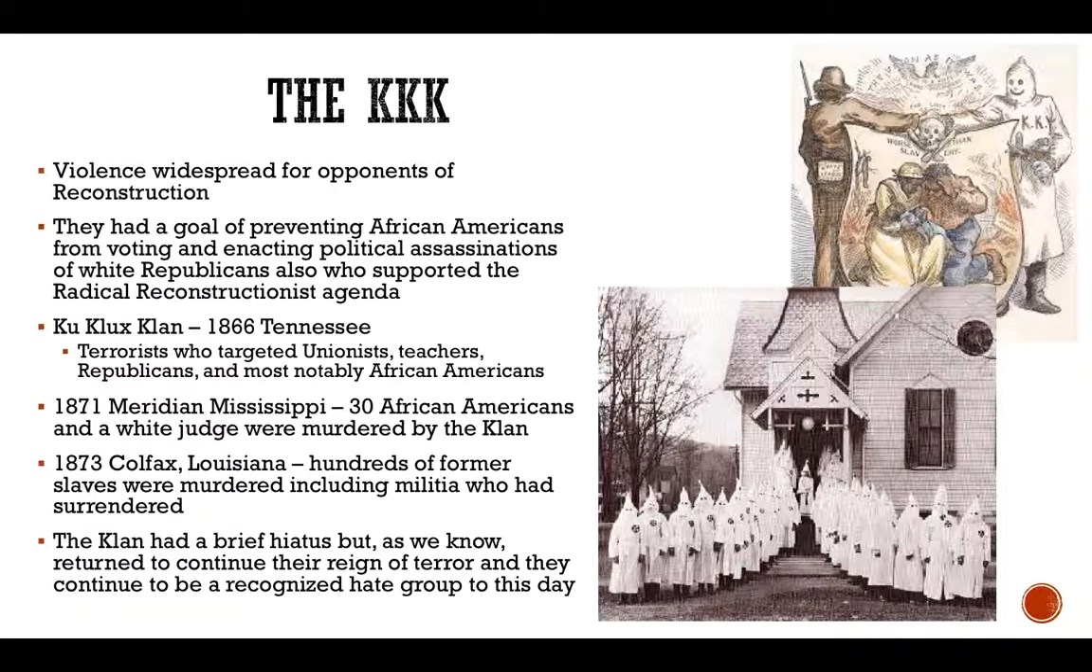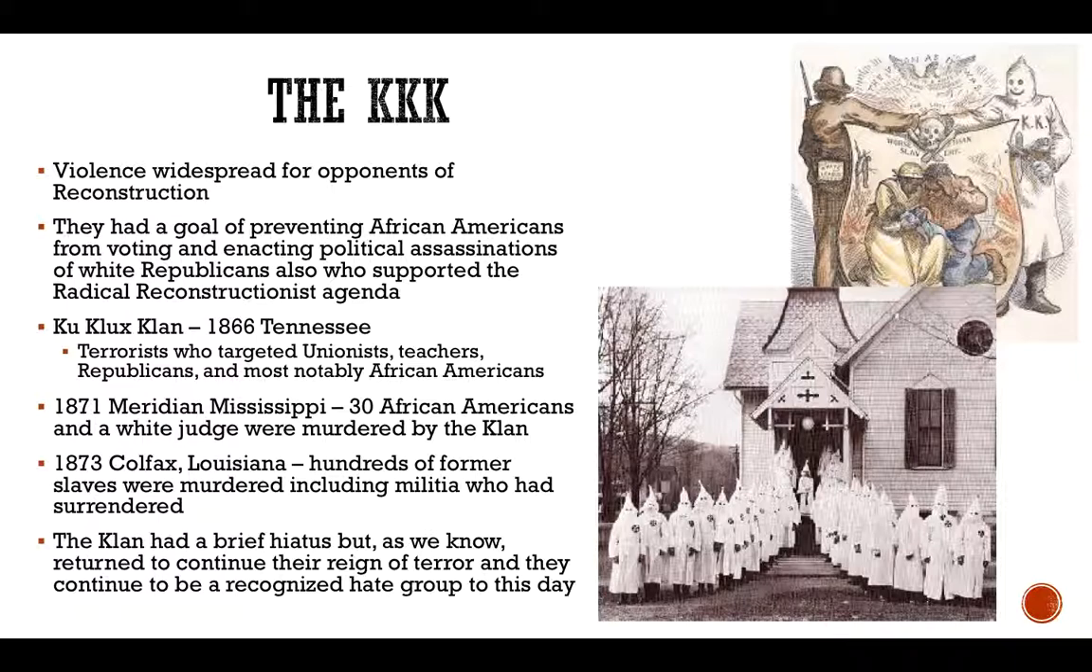So violence was widespread for opponents of Reconstruction. They had a goal of preventing African Americans from voting, and they had a goal of enacting political assassinations of white Republicans who had supported the radical Reconstruction agenda. So they were going after African American families, and they were also going after whites who were living in the South and were supporting this new system.